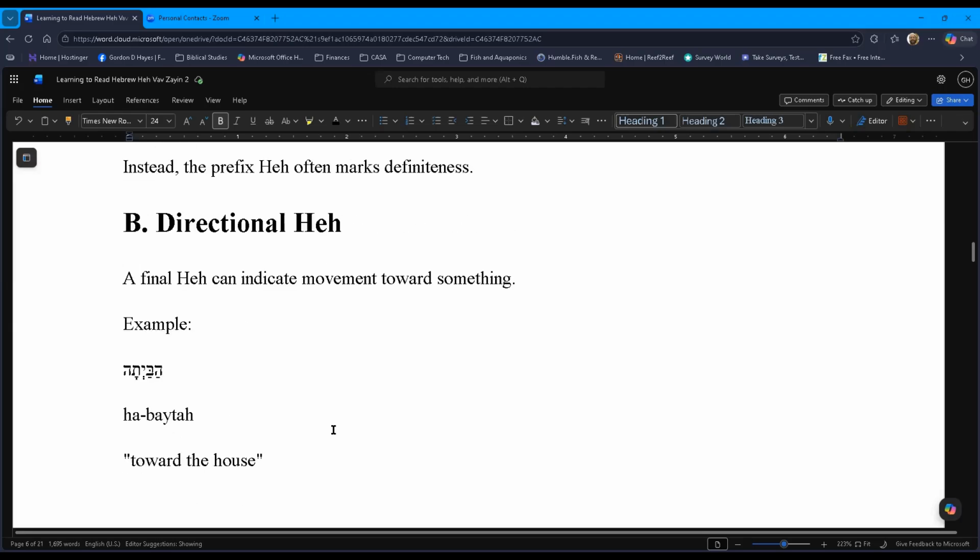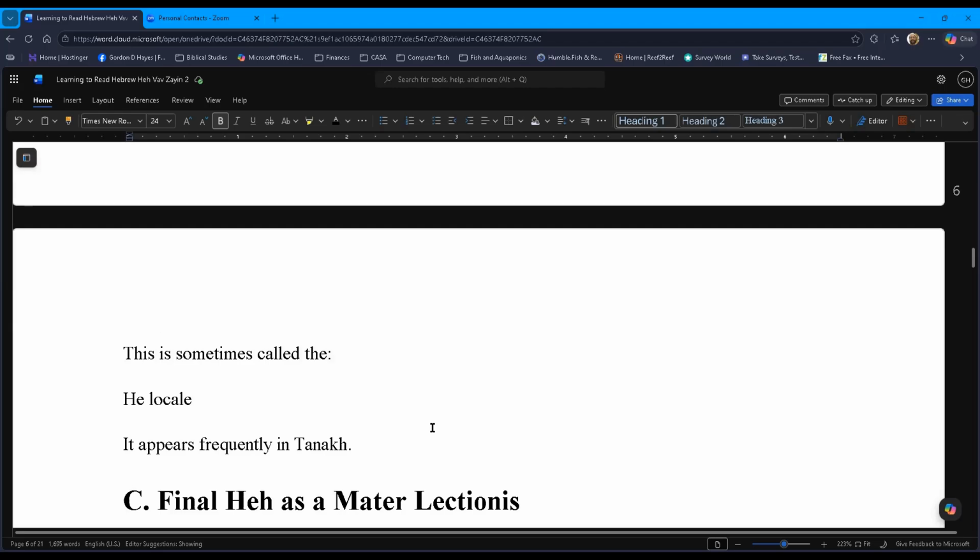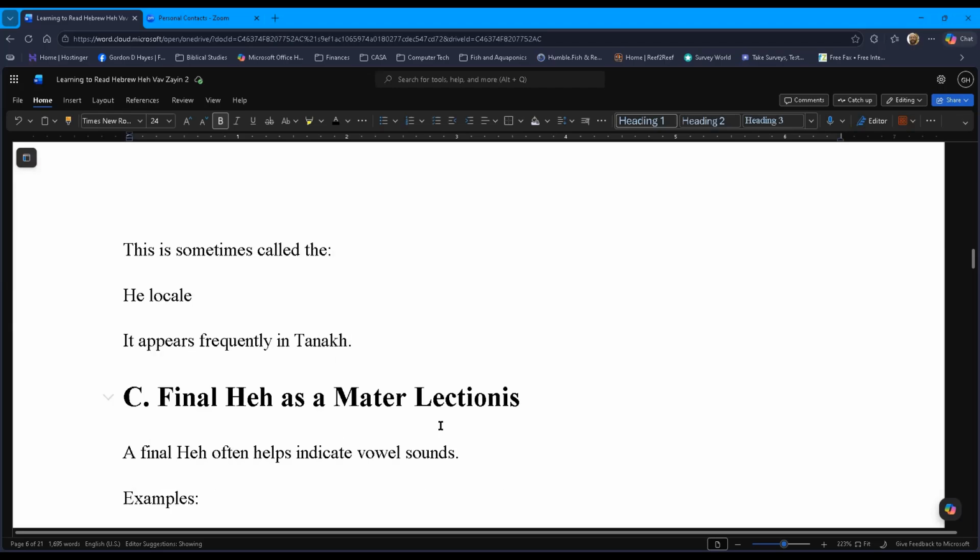So when we see that later on, as we learn to read from the Torah scrolls, we'll know that the letter he on the end makes it directional. And this is sometimes called the he locale. It appears frequently in the Tanakh.